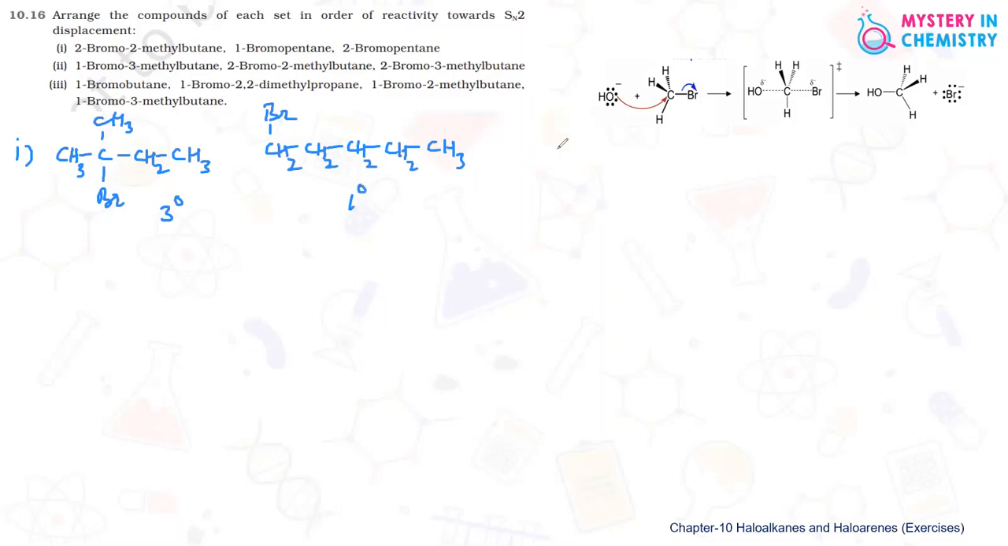And third one is 2-bromopentane, that means 1, 2, 3, 4, 5, and 2-bromo, that means second carbon is having bromine. So it is CH2, CH, CH2, CH2, and this is CH3. This one is secondary alkyl halide. Now out of this, reactivity is minimum in this case and maximum in this case.